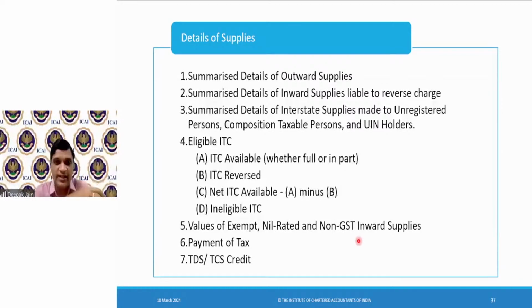Then in your eligible ITC, you have to mention details of ITC which is available, ITC which is reversed, and then comes the balance net ITC. After net ITC, you have to mention what all ITC is ineligible, for which you have not taken the credit, but you have to give a separate disclosure. Then the value of exempt, nil rated, and non-GST inward supplies. Even though there is no tax implication on this, as a matter of disclosure, you have to disclose the value of exempt, nil rated, and non-GST inward supplies. Then payment of taxes happens, and then the TDS and TCS credit, whatever you have claimed.